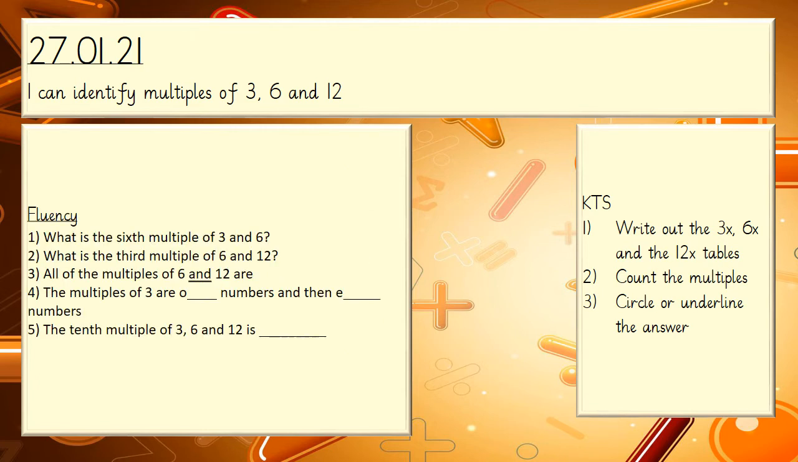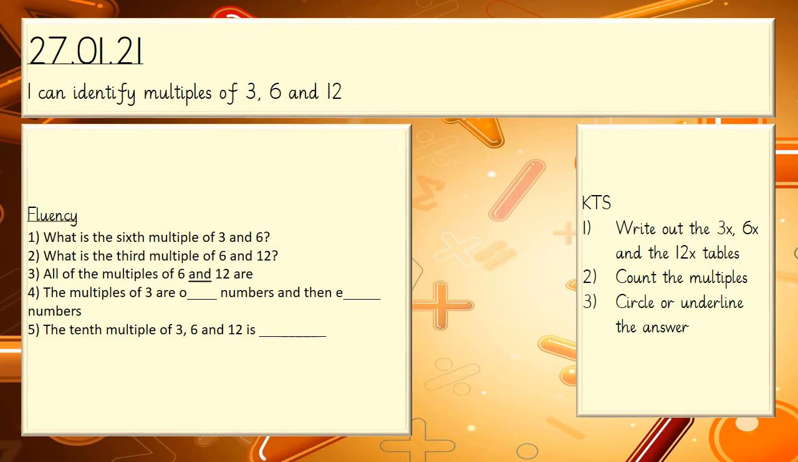So let's have a look at the fluency. Pause the video here whilst you solve these. Number 1 says, what is the sixth multiple of 3 and 6? So you're looking for 2 answers. Number 2 says, what is the third multiple of 6 and 12? So you're looking for 2 answers again.